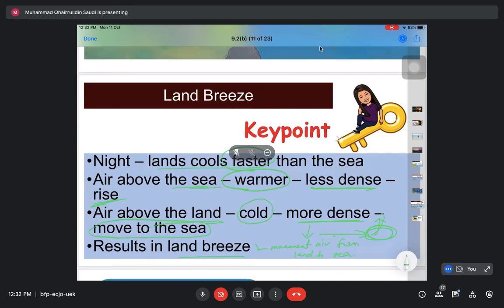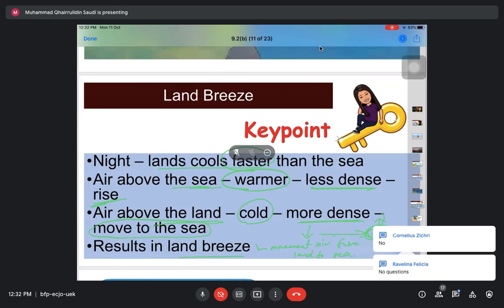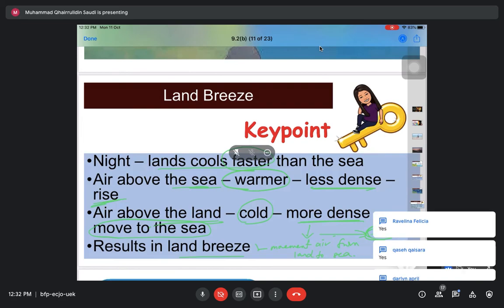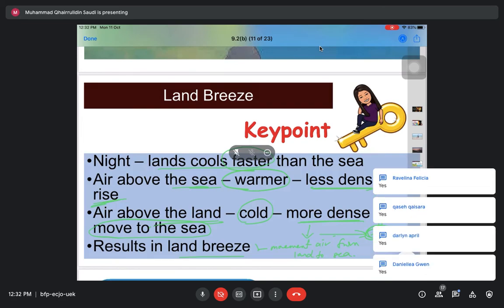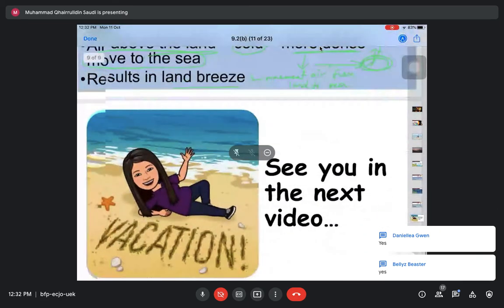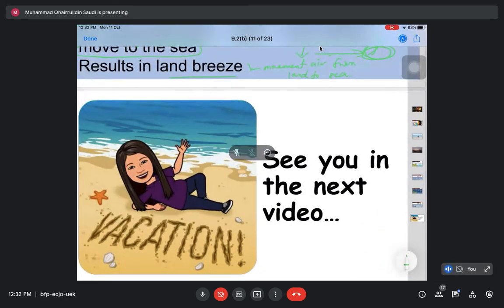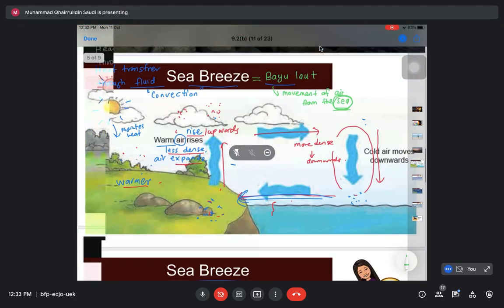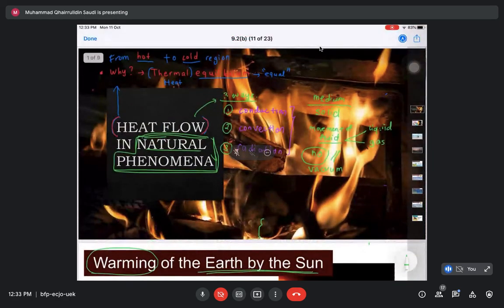Okay. Do you have any question here? No question. So you understand my explanation today? Good. So that is all for our lesson today. Okay, kita hanya belajar tentang natural phenomena. Okay, natural heat flow in natural phenomena. So we learn about sea breeze and land breeze and their explanation.